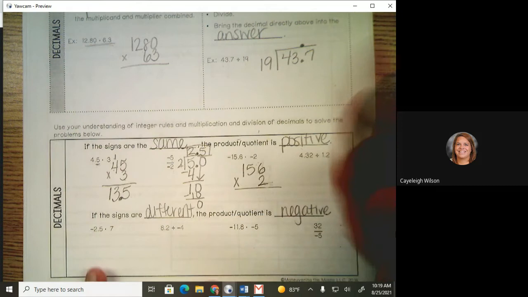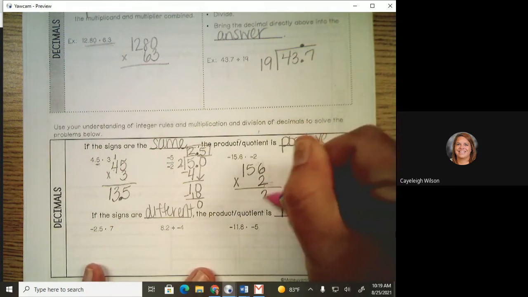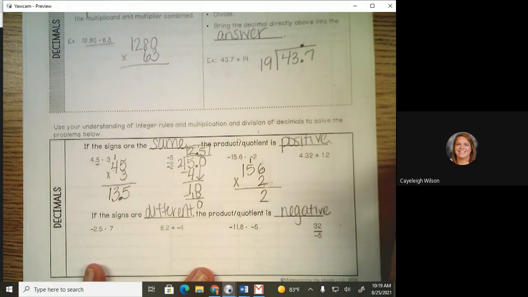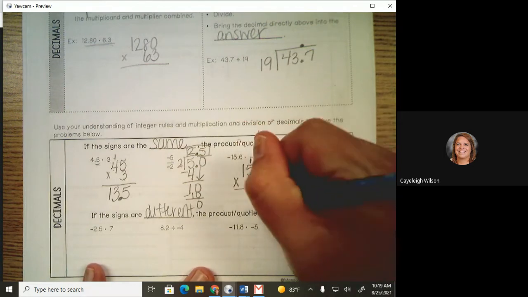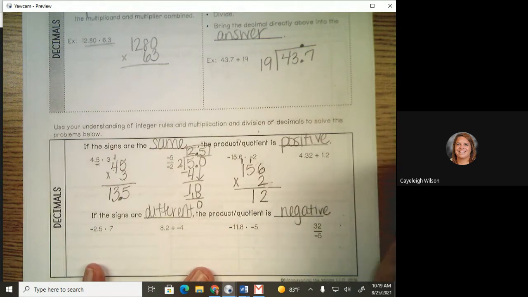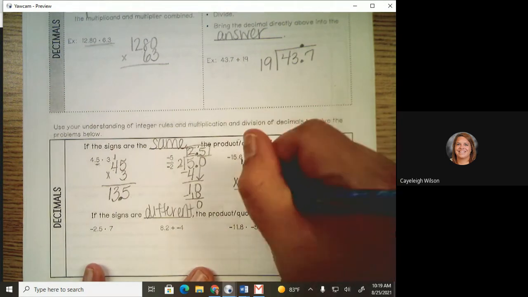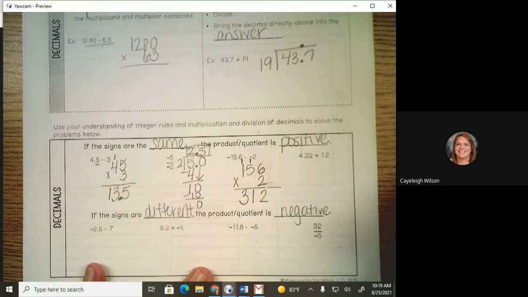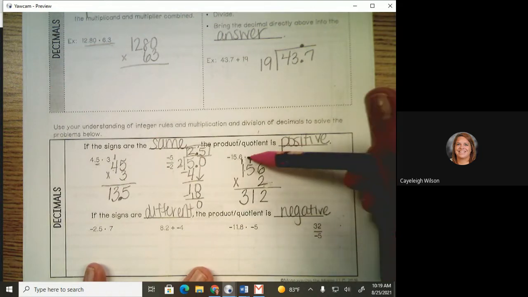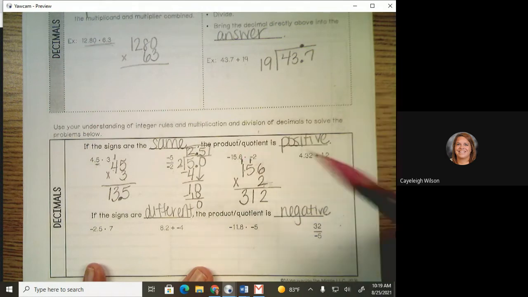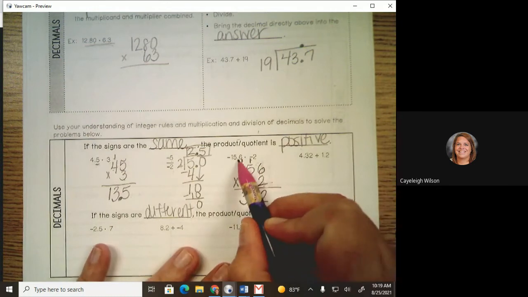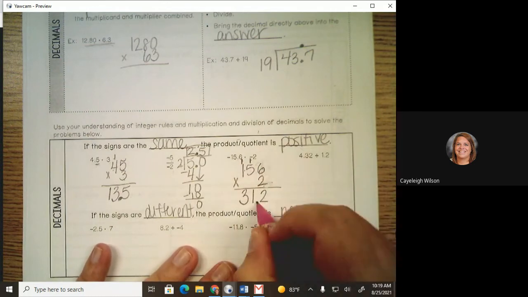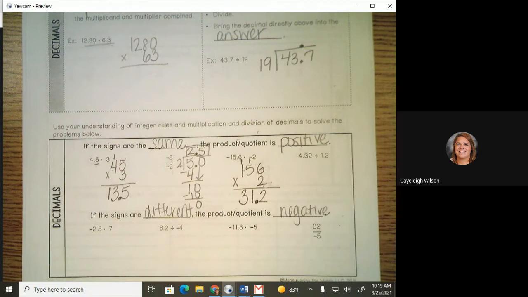All right. So 6 times 2 is 12. And carry my 1. 2 times 5 is 10. Plus 1 is 11. Carry my 1. 2 times 1 is 2. Plus 1 is 3. So I got 312. But this was decimal. So I'm going to go back to the original problem and count how many decimal places I have. In this problem, there is only one decimal place right here. So I'm only going to put one decimal place in my answer.